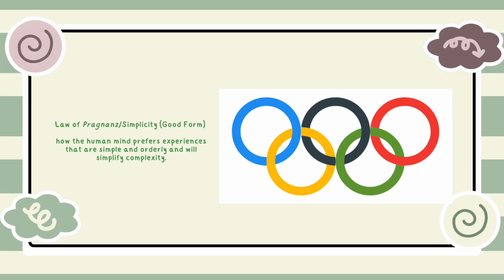The seventh law is the law of pragnanz or simplicity, also known as good form. The law of pragnanz and simplicity is actually the same, so I will be combining both in one segment. It is how the human mind prefers experiences that are simple and will simplify complexity. As can be seen from this picture, they are simply a jumble of semicircles and incomplete shapes, but our brain naturally perceives them as interlocking rings, which represent the spirit of friendly competition.